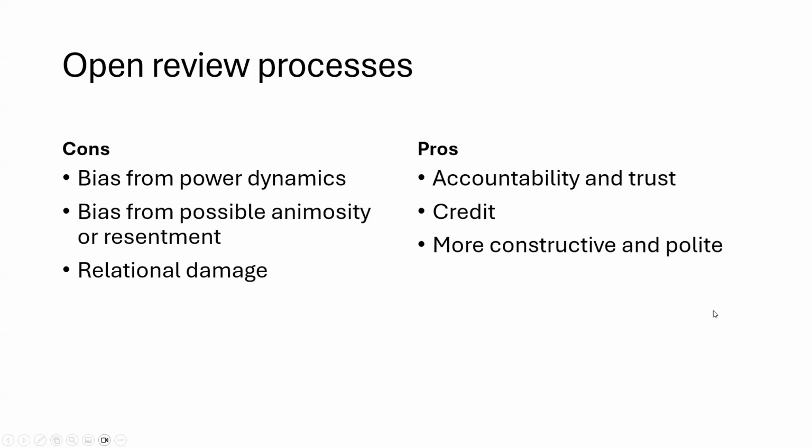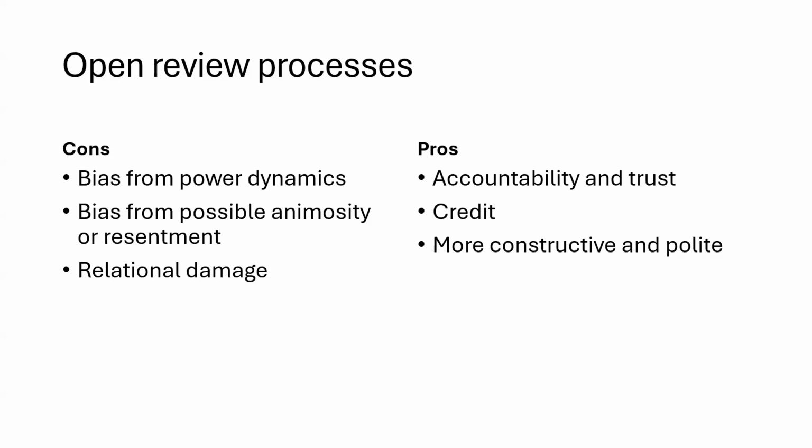So just on this last slide, on the open review processes. Some journals have now moved to an open review process where the reviewer is revealed and their review is also published alongside the article. The pros of this seem to be that it encourages accountability and trust in the review process. People can see that there was a review process and what was said, so there's more transparency. The reviewers, of course, get more public credit for their hard work, and their reviews are often more constructive and polite because they're going to be seen publicly.